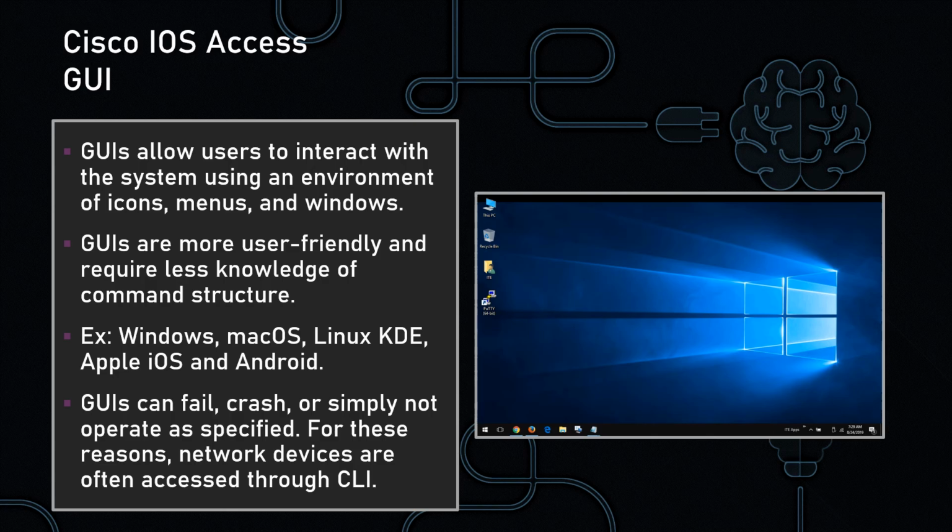We're most often used to working in what we call a GUI, Graphical User Interface. GUIs allow users to interact with their system using an environment of windows, menus, icons, drag and drop stuff that we can see. GUIs are much more user-friendly and don't require as much knowledge of command structure. So things like Windows, we see that all the time. Mac OS, Linux, Apple iOS, and Android for our mobile devices. GUIs can fail, however, crash, or simply not operate as they are specified. How many times have you seen a memory error or blue error pop up? It happens. For these reasons, network devices have to be configured much more precisely and operated through what's called CLI, or command line interface.